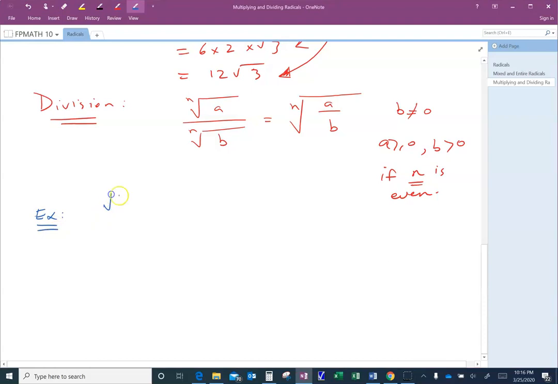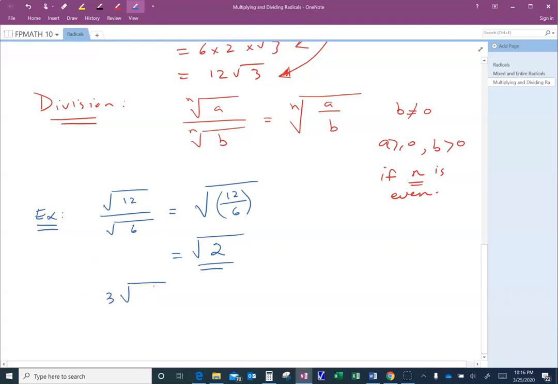All right, let's do a couple of examples. Let's suppose you have the square root of 12 divided by the square root of 6. Well, that is the square root of 12 divided by 6 under the radical sign. And according to BEDMAS, we have to deal with the 12 divided by 6 first. That is 2. And then you take the square root of that, and that would be your final answer. Simple as that.